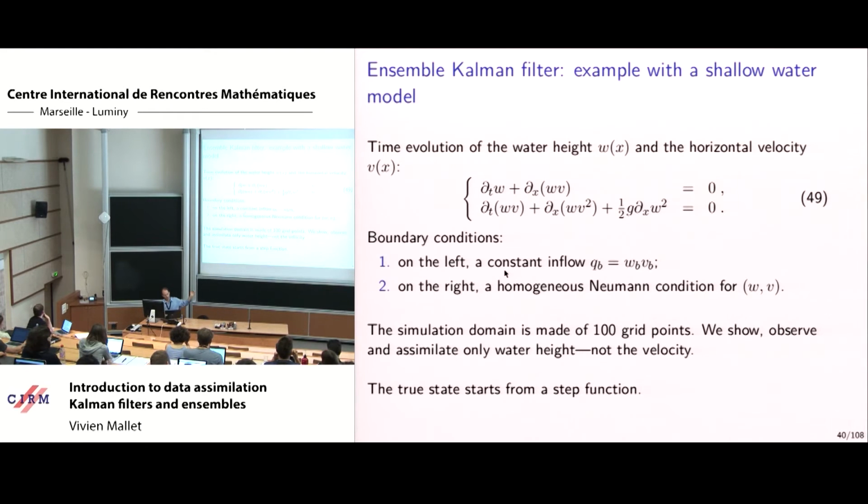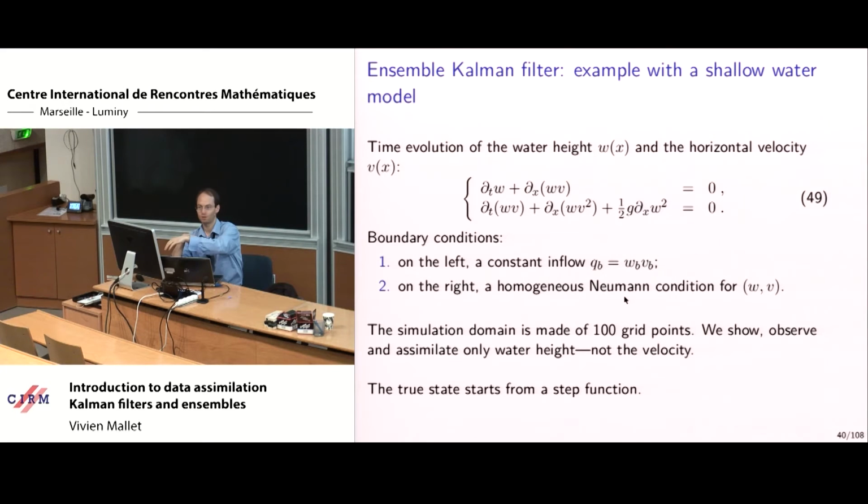On the left, we have a constant inflow, so we have some water coming in, and on the right we have a homogeneous Neumann condition. It means that water is just going to get out of the domain, like an open boundary. It's discretized with 100 grid points, which means for these 100 grid points you have the water height and the velocity at each of these points, so the size of the state is 200: the two variables at the 100 grid points.